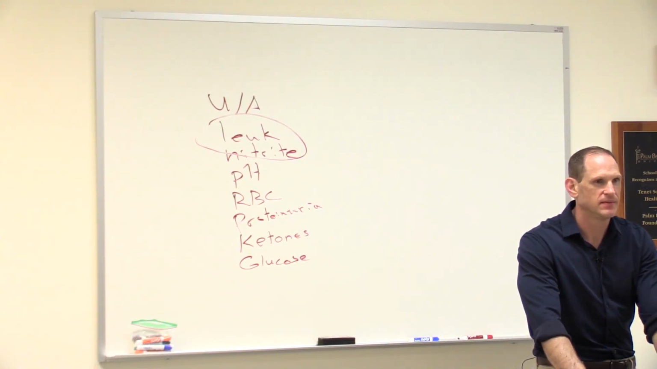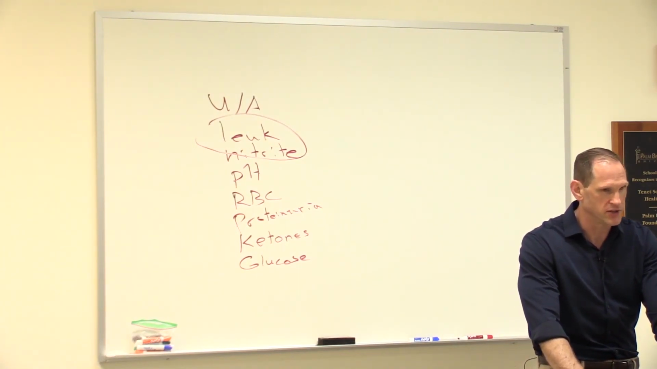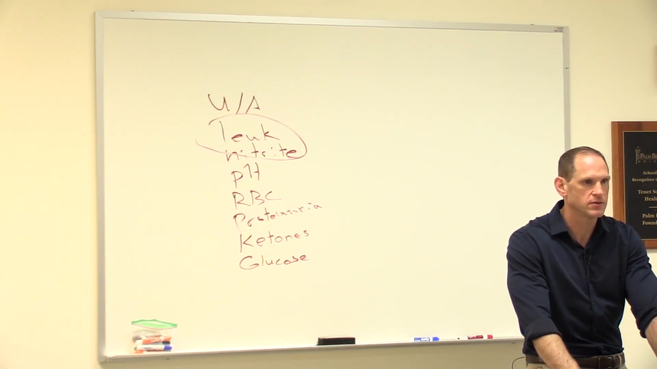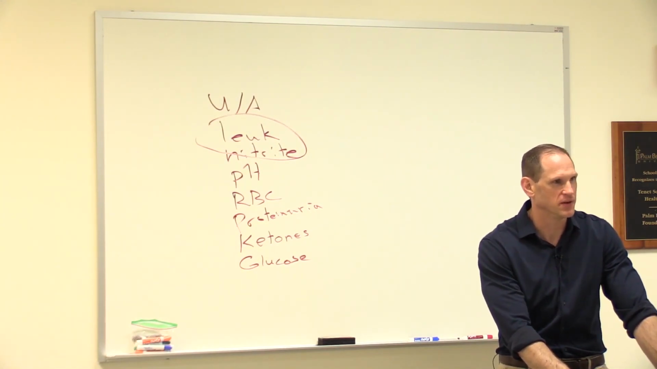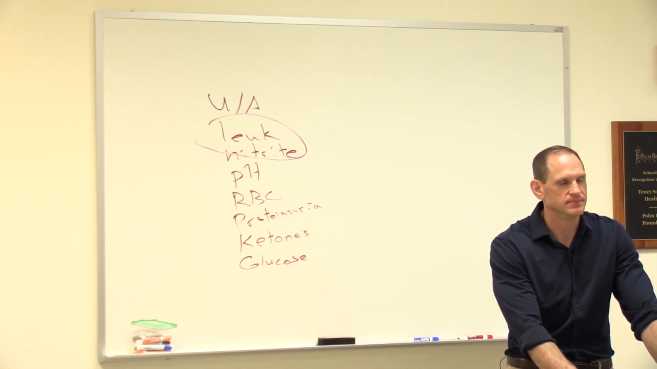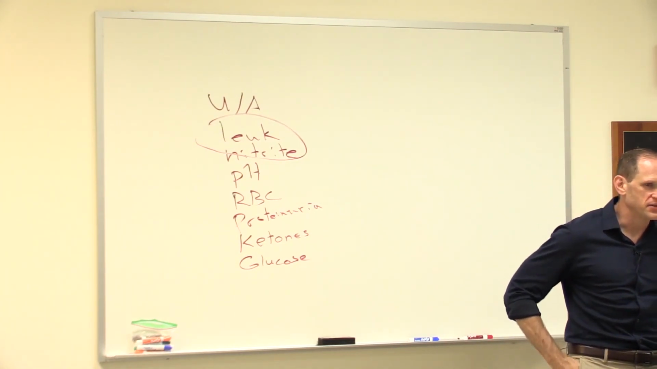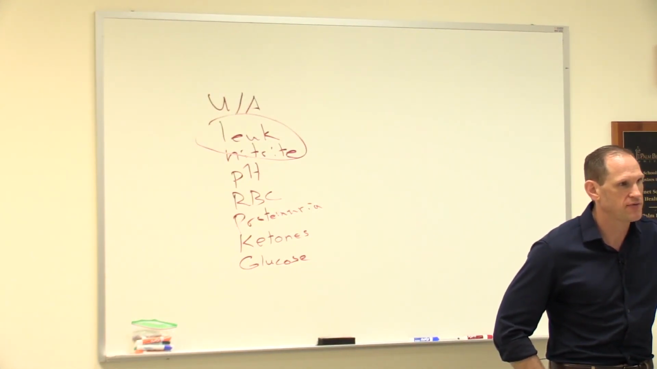What else you got? Pelvic inflammatory disease, which is an infection of the uterus. It's often associated with sexually transmitted infections and is potentially life-threatening. What else you got? All right, glomerulonephritis. Now, glomerulonephritis is an inflammation of the glomerulus, and it's usually from a toxin inside the blood.